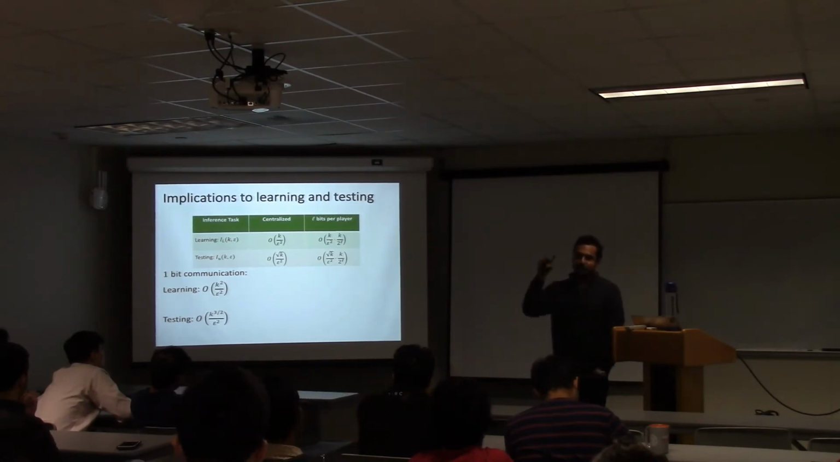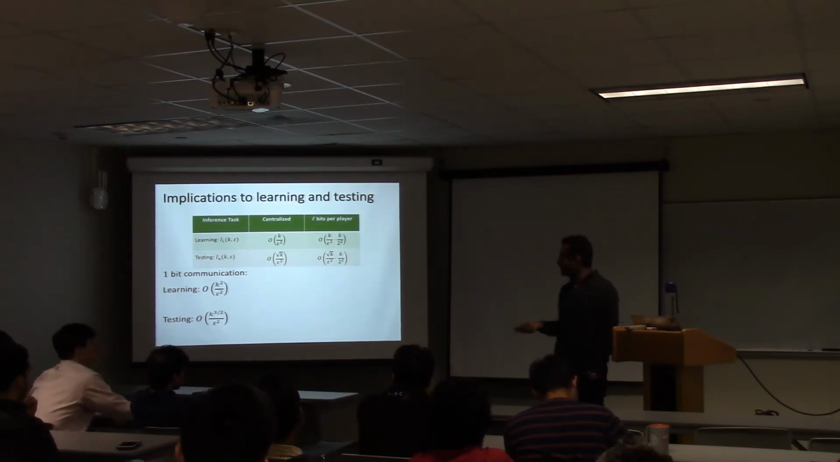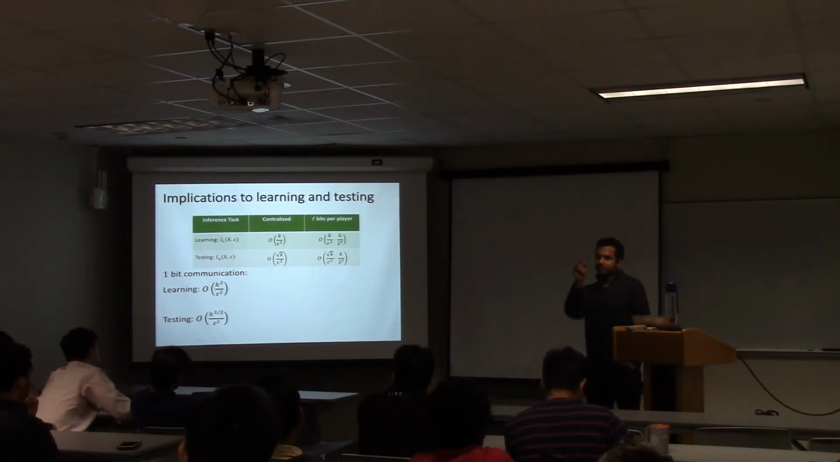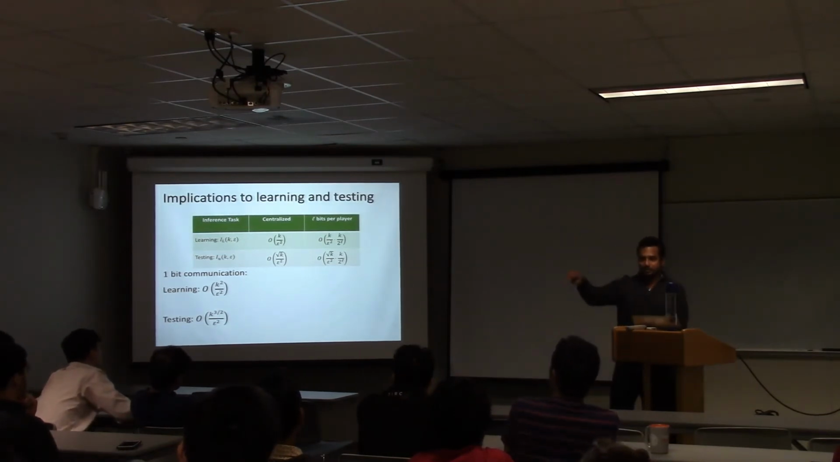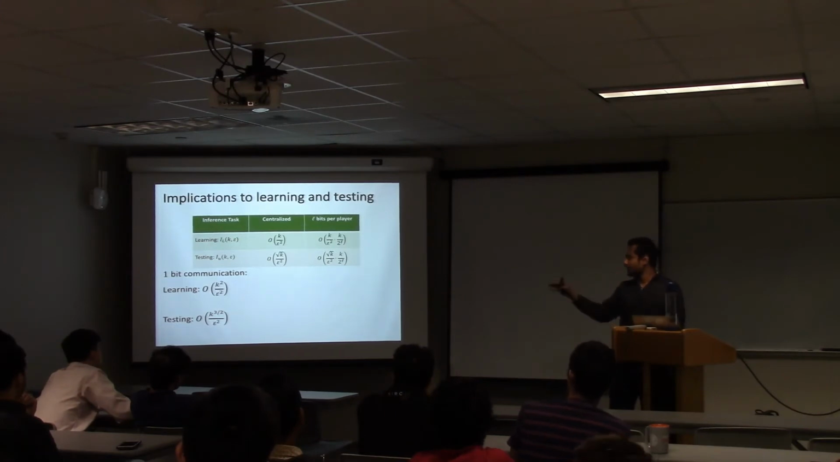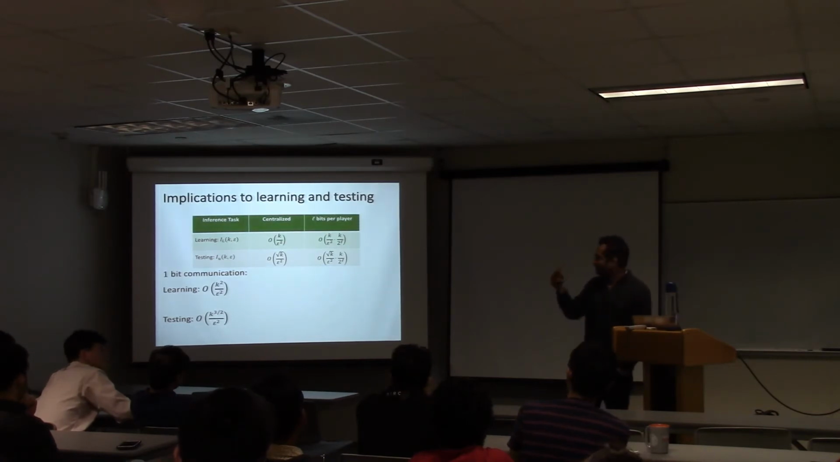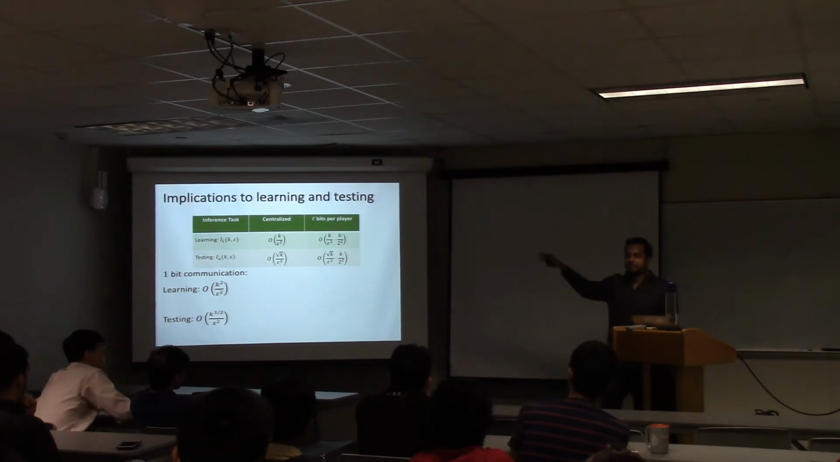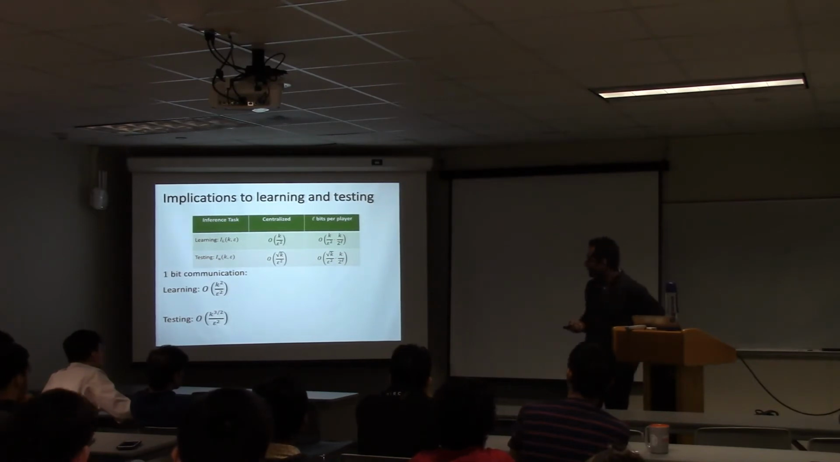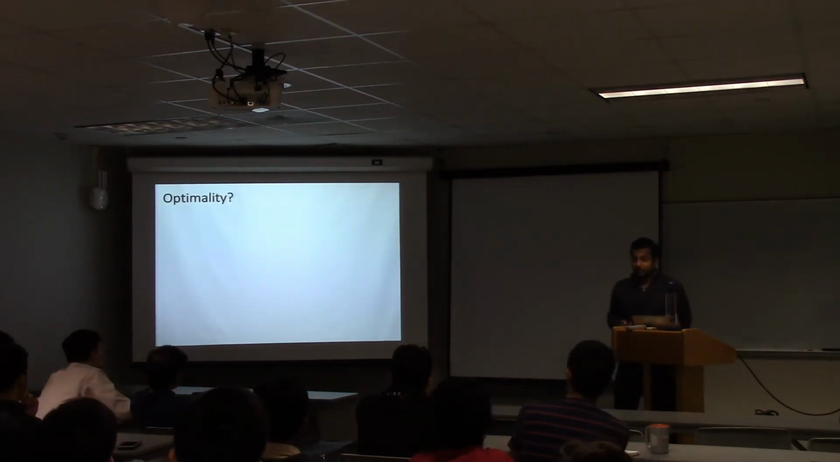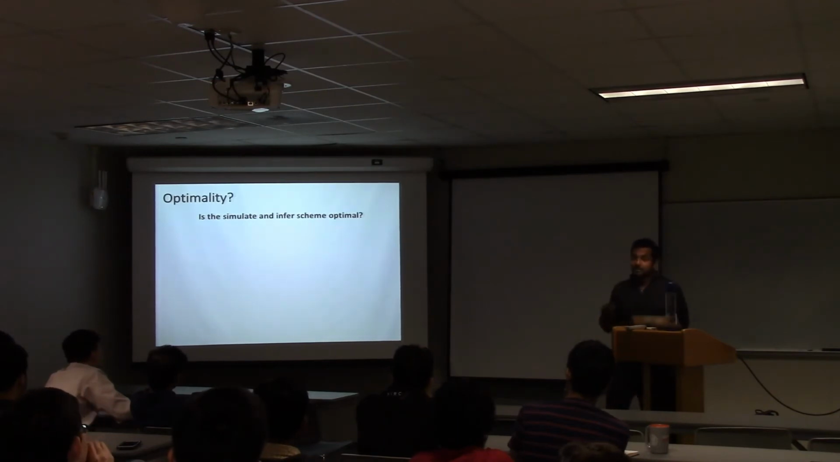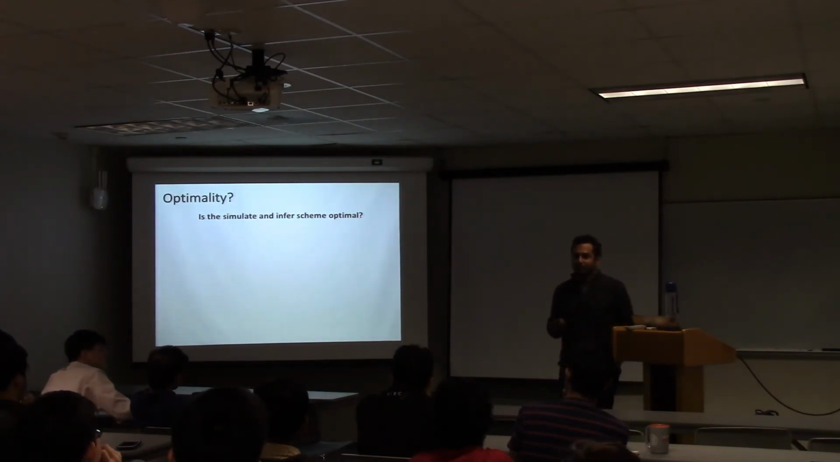And again, the easiest thing to remember is just the one-bit case. The complexity of learning goes from k over epsilon square to k square over epsilon square. Testing goes from root k over epsilon square to k to the power 3 over 2 over epsilon square. Okay? We keep having this table again and again, so it will reinforce. So with one bit, everything blows up by a factor of k. Are these optimal? That's what we will look at. Is the simulate and infer scheme optimal? Can we do something better?